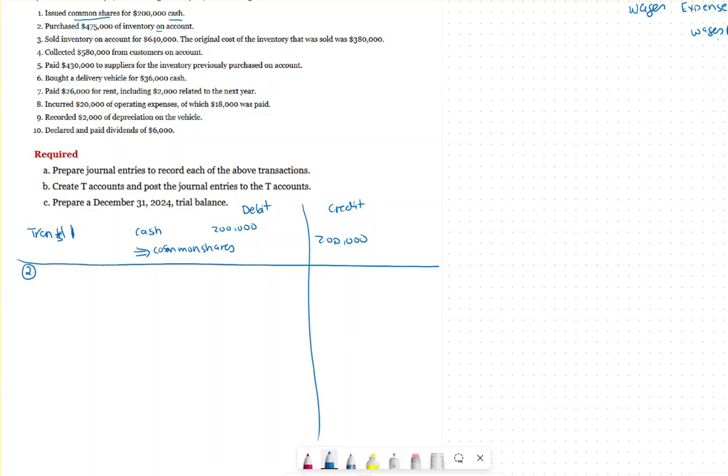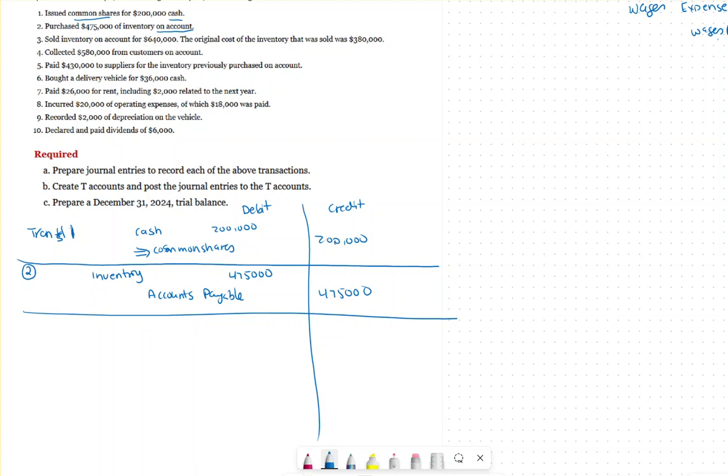We purchase an inventory on account. Inventory is my debit of 475,000, and we paid it on credit. If it's on credit, it's an accounts payable, and that is 475.